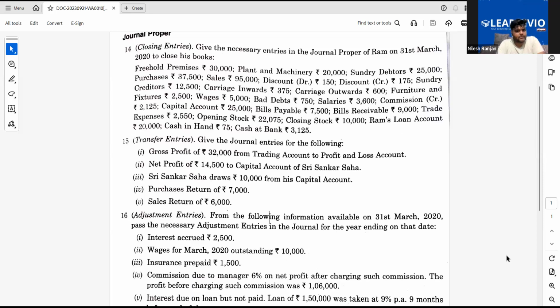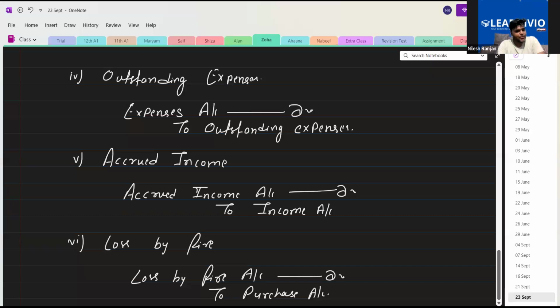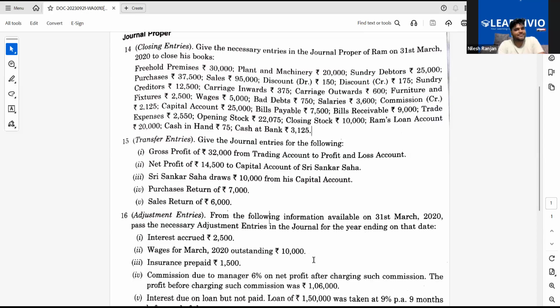It's only the journal entry I have to write. Yes, this is a proper journal question, not a final account. Okay, just give me a second. So you have started trading account and profit and loss account. Okay. Should I solve this question? Yeah, can you solve it?